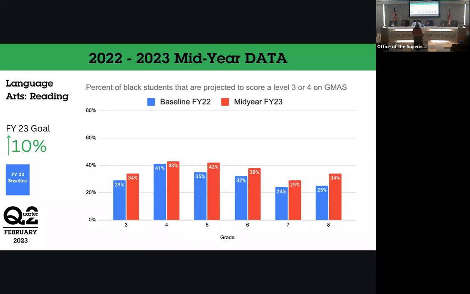Then our next metric is the percent of Black students that are projected to score a level 3 or 4 on the Georgia Milestone Test. And I can say that the MAP data is quite accurate on their predictions. So we do have more students at each grade level projected to score proficiently or above.